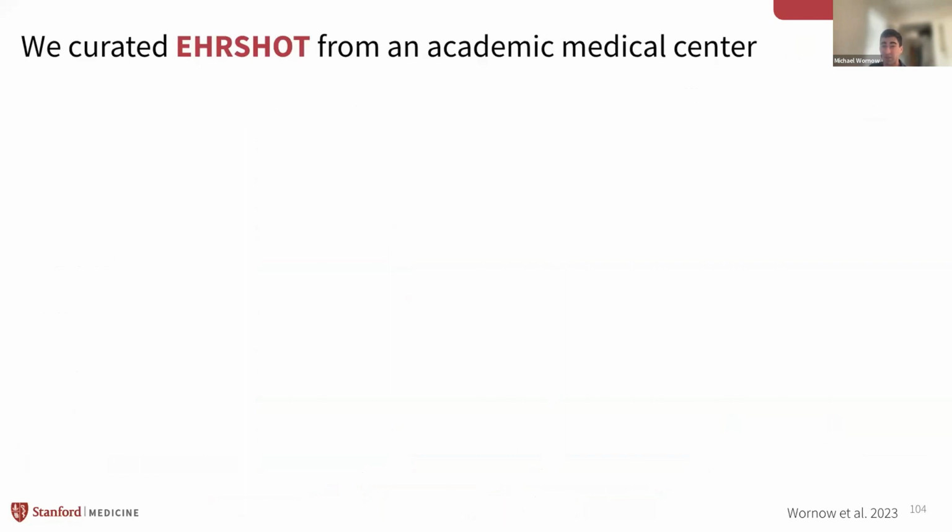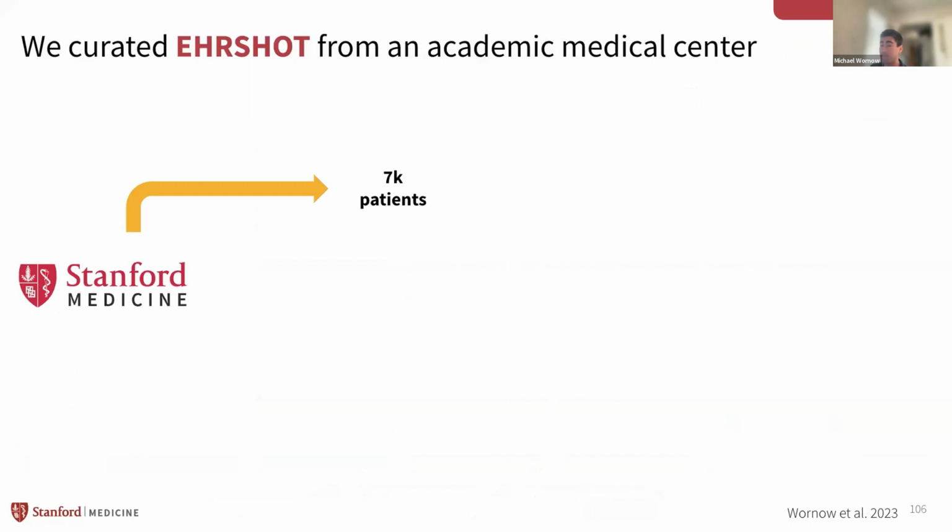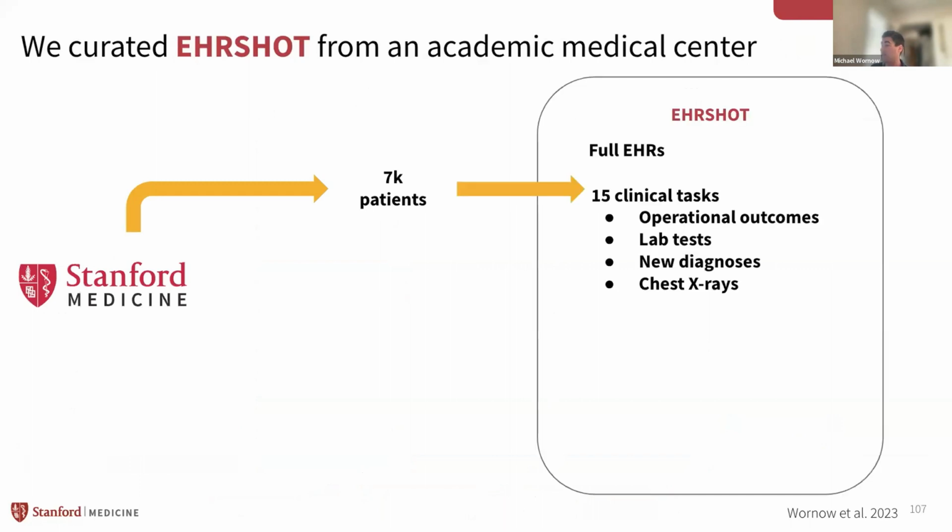Just to give a sense of how you make one of these data sets, basically we start from Stanford Hospital, we take a cohort of 7,000 patients, and then we label all of their EHRs for 15 clinical tasks, ranging from operational concerns like readmissions risk prediction to lab test prediction, to predicting new diagnoses, to chest x-ray findings. So a pretty diverse range of tasks.